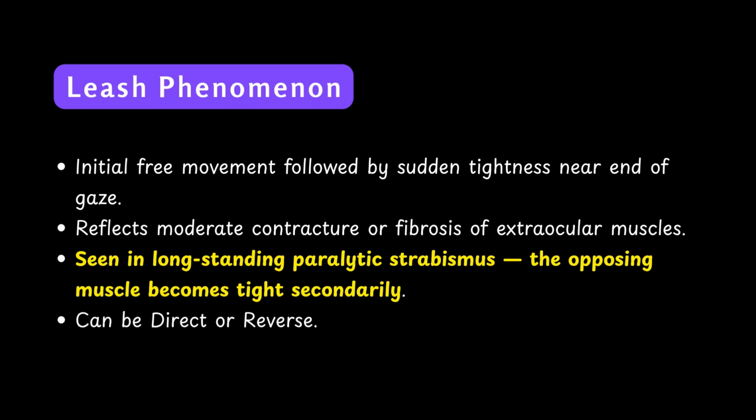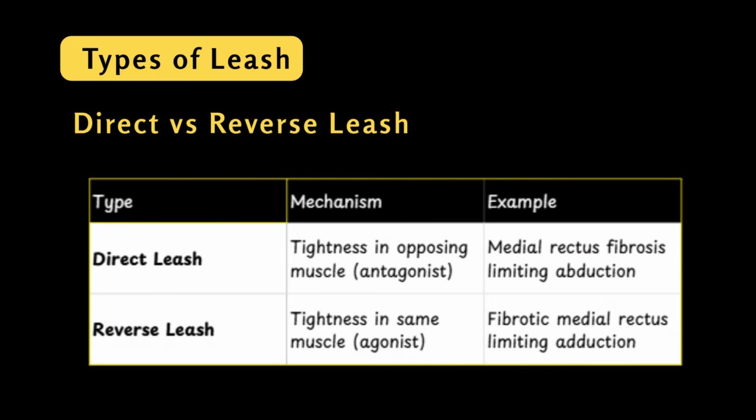Sometimes, however, you will feel initial free movement, but then a sudden tightness develops near the end gaze. This is known as the leash phenomenon, and it represents a moderate contracture or fibrosis, and it is commonly seen in long-standing paralytic strabismus when the antagonist muscle becomes secondarily tight. Okay, so this leash phenomenon could actually be of two types. It could be direct leash or it could be reverse leash.